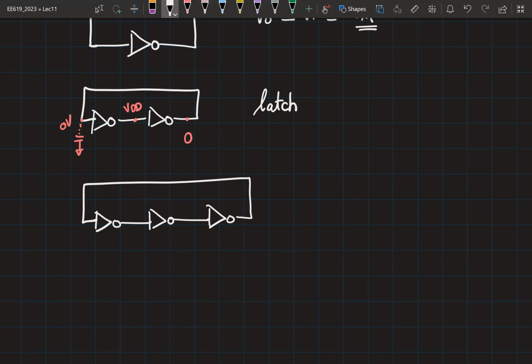Now, what do you think will happen? This will oscillate, right? So for example, let's start with 0 volt here. You will have VDD. So logic one, this will be logic zero. This is logic one, which means now the zero is going to get overwritten by logic one. Now, if you keep going like this, you will see that every node is going to switch between zero and one. So if I were to plot the output at this node, this will oscillate.